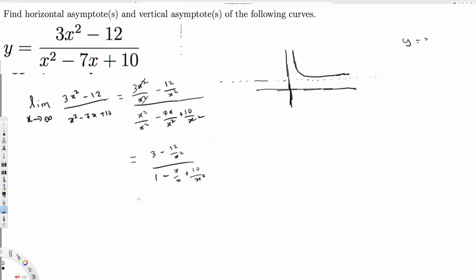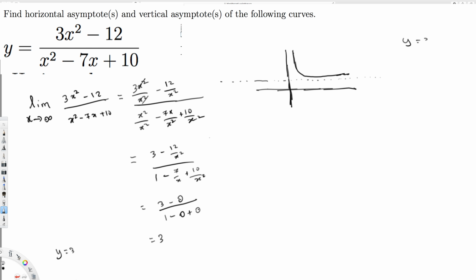If I substitute the infinity, it becomes 3 minus 12 over x square. If you divide a number by infinity, it's going to become 0, because infinity is a big number, right? If you divide any number by a huge number, it's going to become 0. And 1 minus 7 over infinity becomes 0, and plus 10 over infinity becomes 0. So it's going to be 3 over 1, therefore we know our horizontal asymptote is y equal to 3. We shouldn't just write 3, we should write y is equal to 3. When they say horizontal, y is equal to 3.